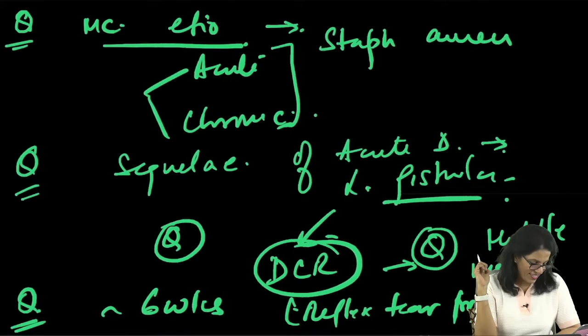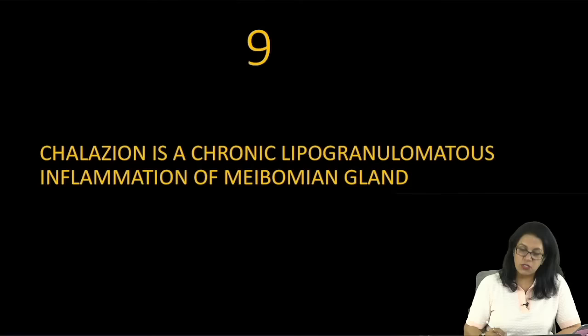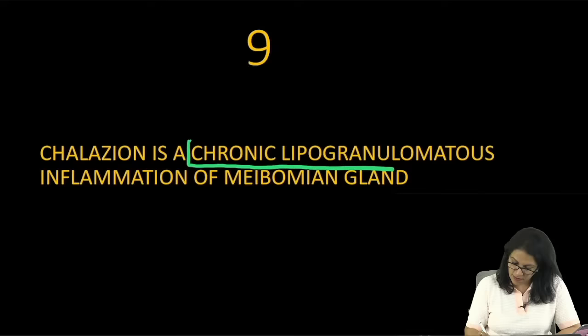Okay, then we come to the next point now. Those were some important questions. We come to the next one. Chalazion was asked twice in your AIIMS exam. That's why I've taken all those questions which have been asked especially in this exam. And this is chronic lipogranulomatous inflammation of the meibomian gland.